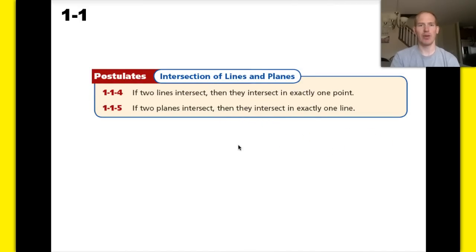And then here's the actual postulates. If two lines intersect, they meet at a point. If two planes intersect, they intersect in exactly one line.